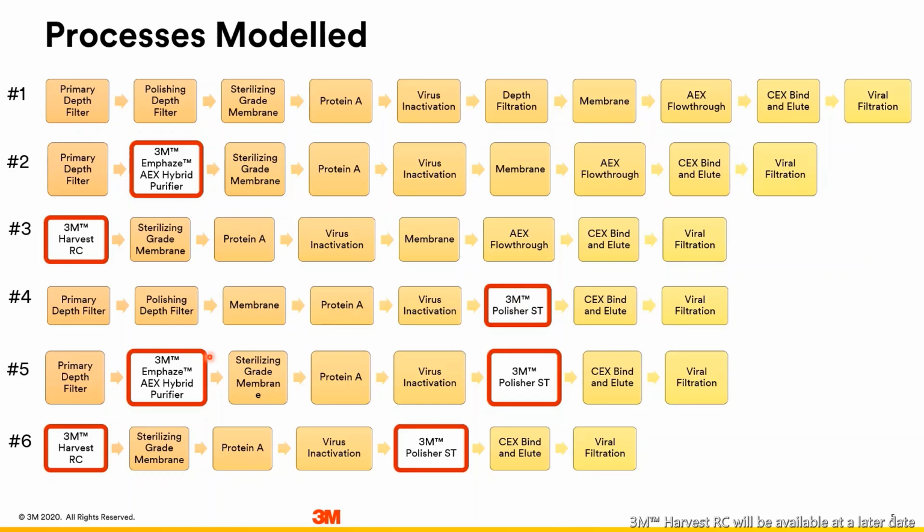In process 5, we look at the combination of the M-phase AEX hybrid purifier and Polisher ST in the same process, and in process 6, we look at the implementation of 3M Harvest RC and Polisher ST. And this is really the next generation process that I described a few slides ago. The impact of all of these changes is that you can see with each iteration, the process is essentially getting simpler and simpler until we arrive at the next generation process.